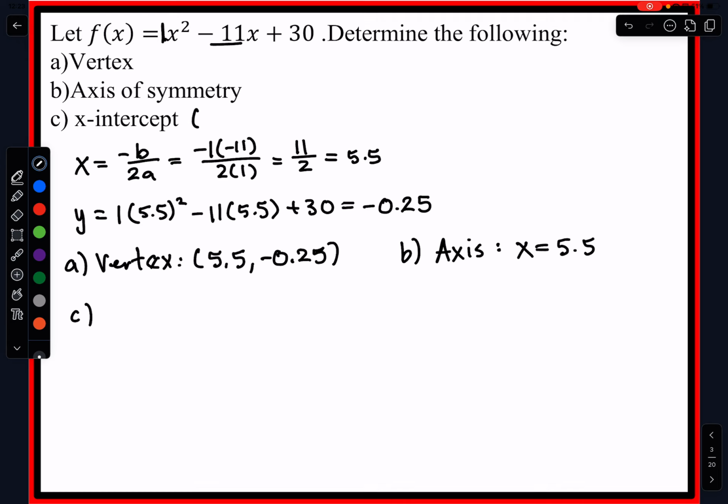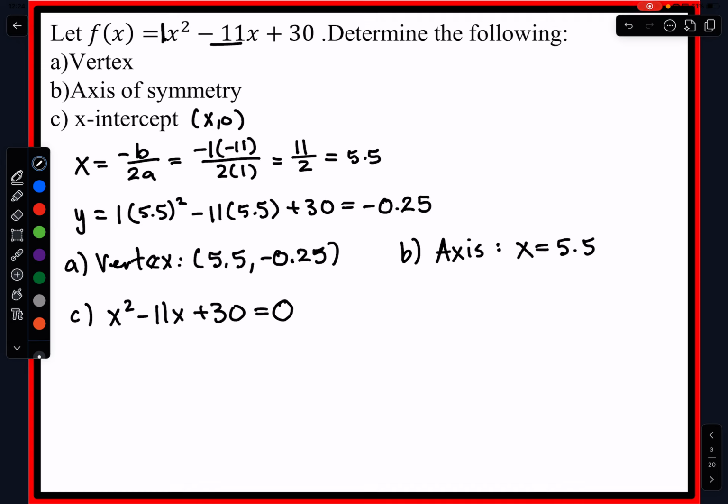The only thing left is the x-intercept. Recall that the x-intercept happens when the y value is equal to 0. So if I have this equation of 1x squared minus 11x plus 30, and plugging in a number x is going to give me the y value, then I'm looking for what specific x values I need in order to have the y value equal 0. So I'm going to replace this value with 0. I want it to be specifically 0.